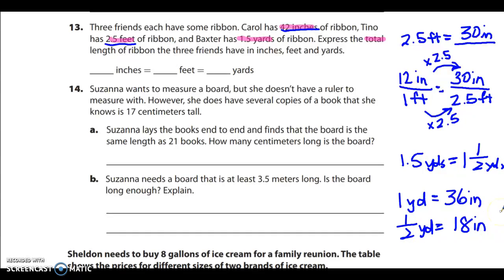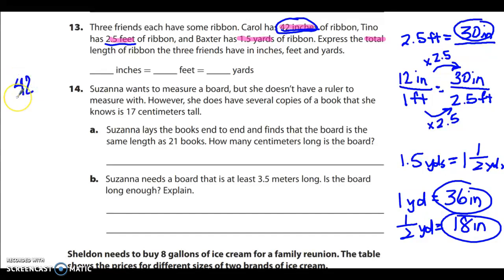So now, to get all my inches, I can add up 42 and 30 and 36 and 18, and that will be my total. I'm going to do that on the far left margin. So I've got 42 plus 30 plus 36 plus 18. I'm going to have 16, and that's 6 plus 4 is 10, 11, 12.